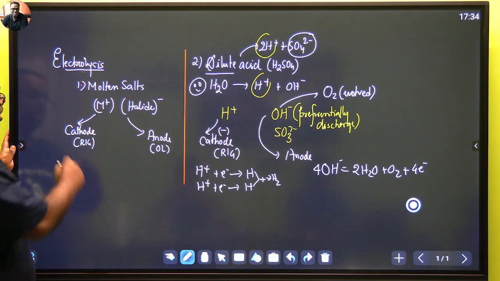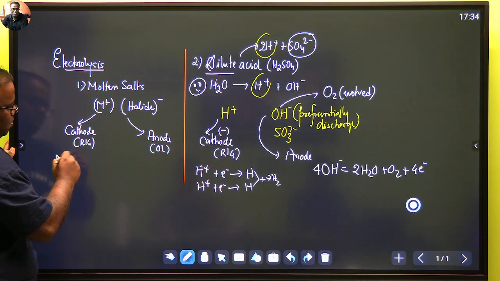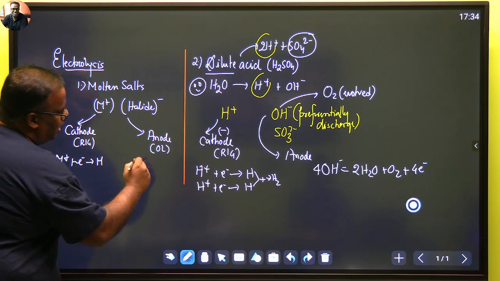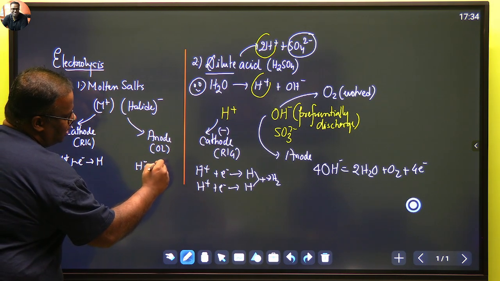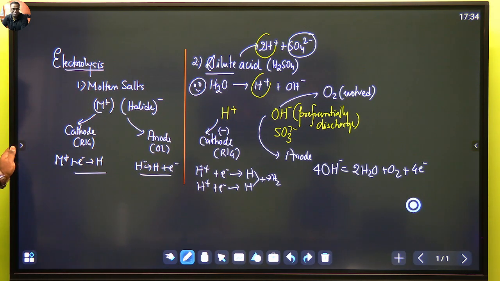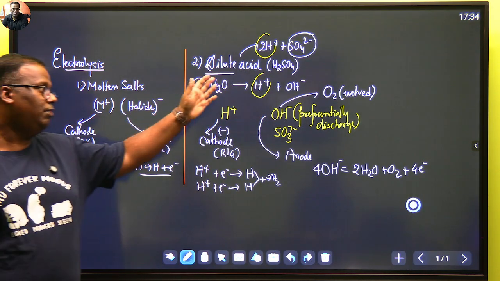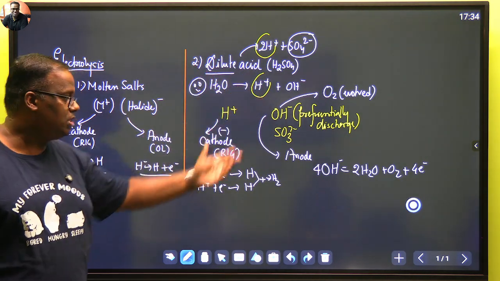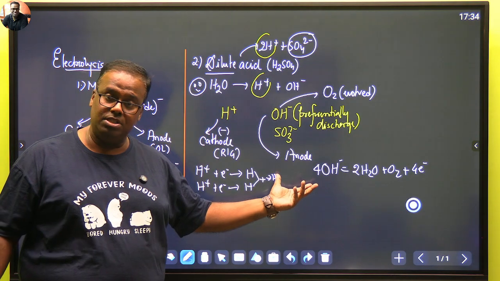Out here, what does the reaction happen? Simple. The metal ion will gain an electron and will become metal, and the halide ion will lose an electron and will become halide. Now, this could have been studied as electrolysis of dilute sulfuric acid, or you study this as electrolysis of water. It means the same.